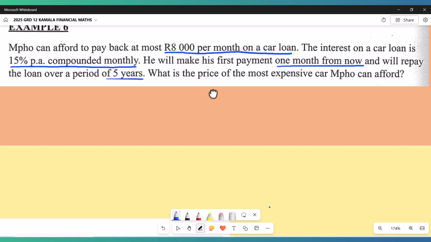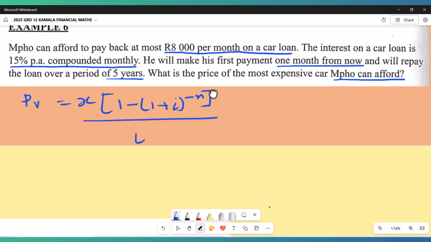They ask, what is the price of the most expensive car Mpho can afford? The most expensive car will depend on how much loan Mpho can get. So, we're looking for the PV in this case. Our PV equals X, that's the monthly payment, into 1 minus (1 plus i) to the power negative n, divided by what?